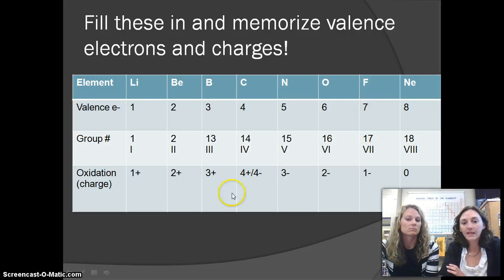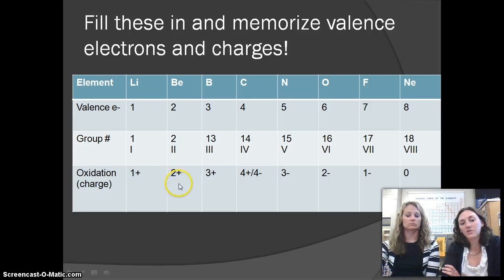Now your oxidation charges, your first group, group 1, they are going to lose 1 electron, so they have a +1. Group 2, they're going to lose 2 electrons, so they've got a +2. Boron, they're going to lose 3, +3, it goes all the way across. Your noble gases, they're happy. They do not want to gain or lose, so they have an oxidation or a charge of 0.